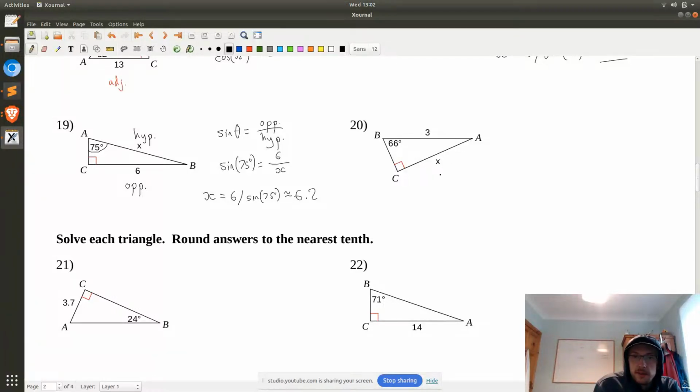Who's involved? Opposite, hypotenuse. Who's that? Sine again. Sine of theta is opposite over hypotenuse. You could write it out, but now try to learn how to do it in your head. So sine of 66 is x over 3.